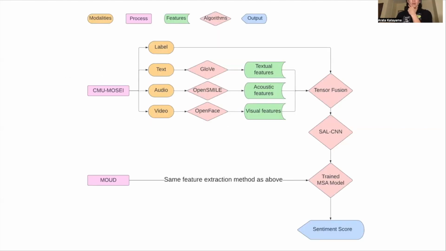So this is my data architecture diagram. As you can see, I am using two different datasets for cross-validation to test the generalizability of my model. The CMU-MOSI dataset, the training dataset, already has the three modalities extracted from the video, and I use different feature extractors to extract the features of each modality and pass them into the Tensor Fusion Network. That Tensor Fusion Network returns the merged tensor, and I pass it into the SAL CNN, and then I validate that using the MOSEI dataset, and then I get the sentiment scores.